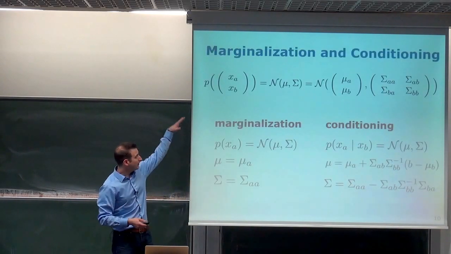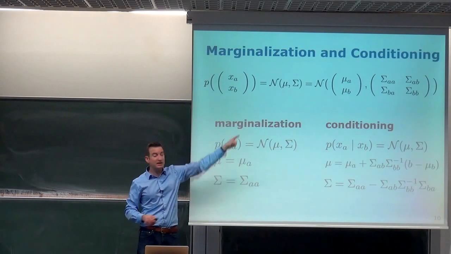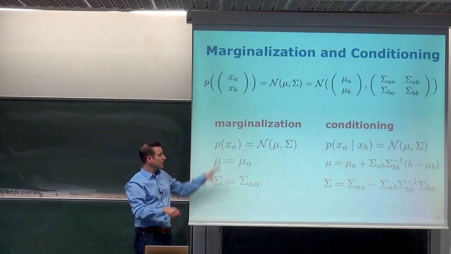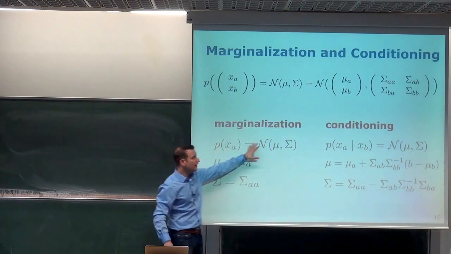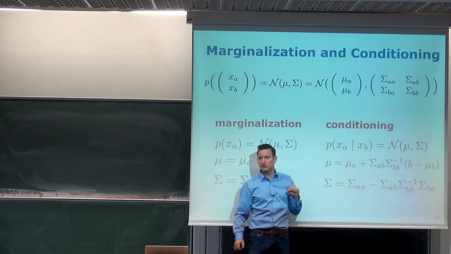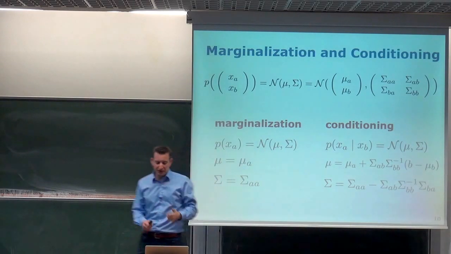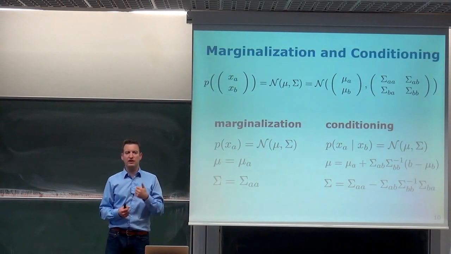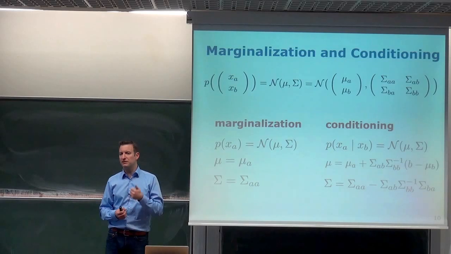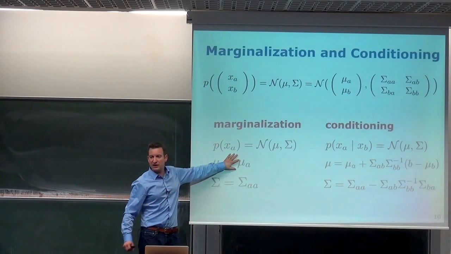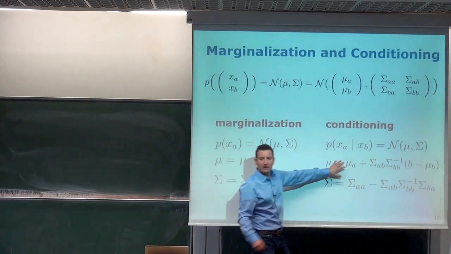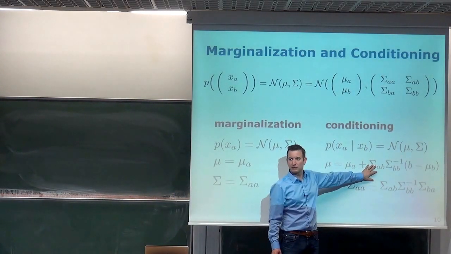So to sum this up, if this is our belief, our Gaussian distribution, we can split it up, or we can compute the marginal distribution and the conditional distribution. And if I stay in this moment form, that means I represent my belief through a mean and a covariance matrix, marginalization is easy, conditioning is difficult.